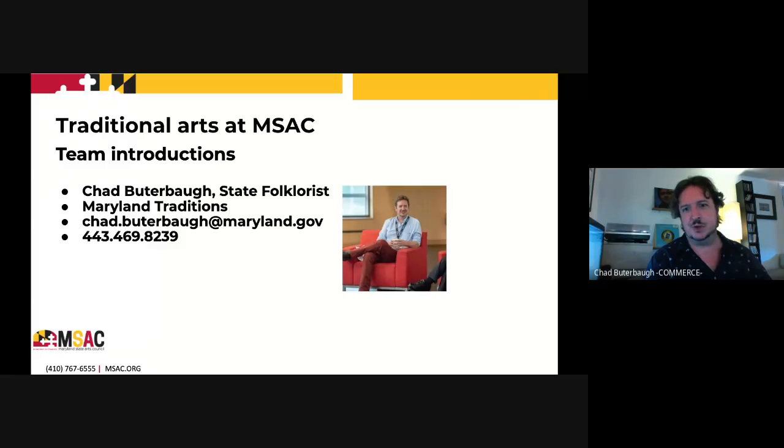Most states have continued along with the employment of state folklorists. Maryland and Tennessee were the very first states to hire state folklorists in the same year, 1974. And Maryland has had a state folklorist in all of the years since. Tennessee's program dropped out for a couple of years and then came back. So that makes Maryland the longest continuously running state traditional arts program in the country. And we're proud of that fact, and we hope that we do good work and service to folks.